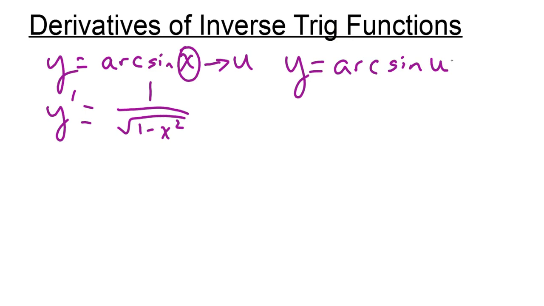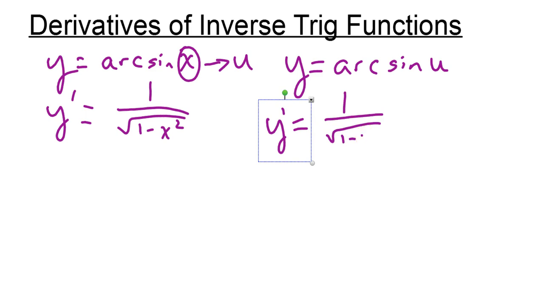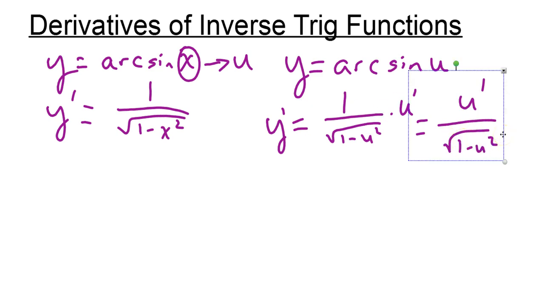u again represents some x expression, the derivative of that function would be the derivative of arc sine, which is 1 over the square root of 1 minus, and instead of x, it would be u squared, times the derivative of u, right? Or simply 1 times u prime is u prime over the square root of 1 minus u squared, right? Okay.